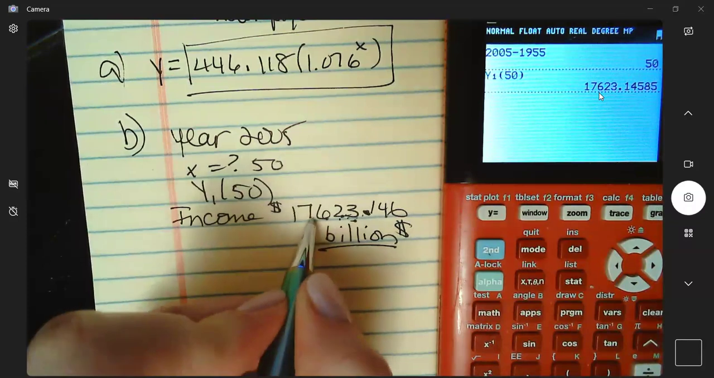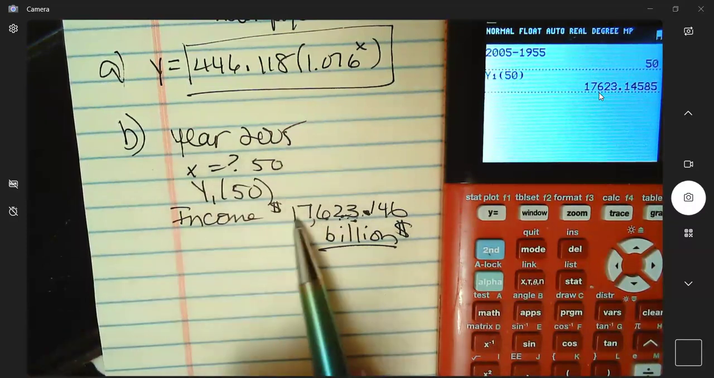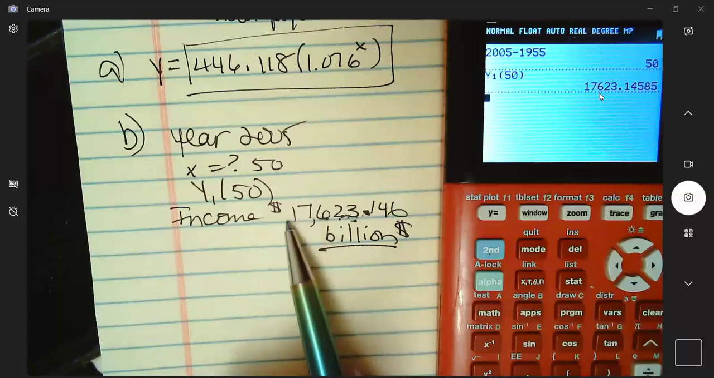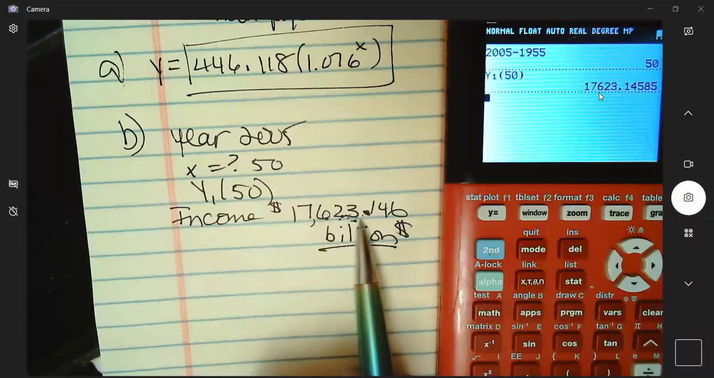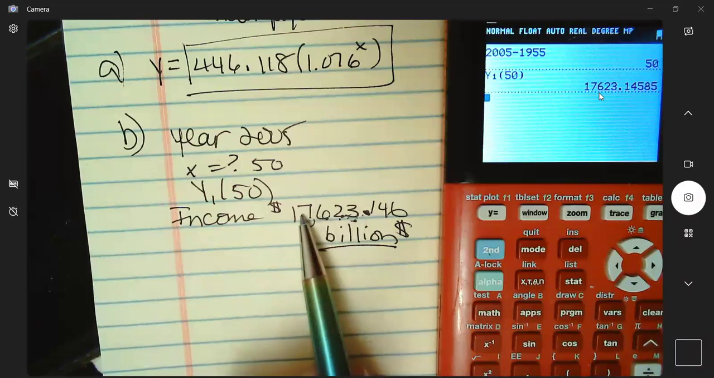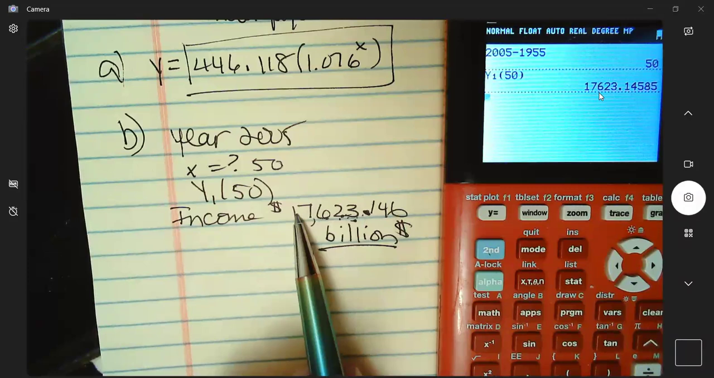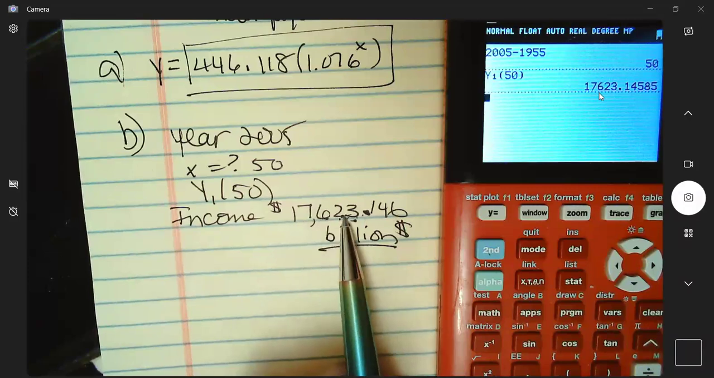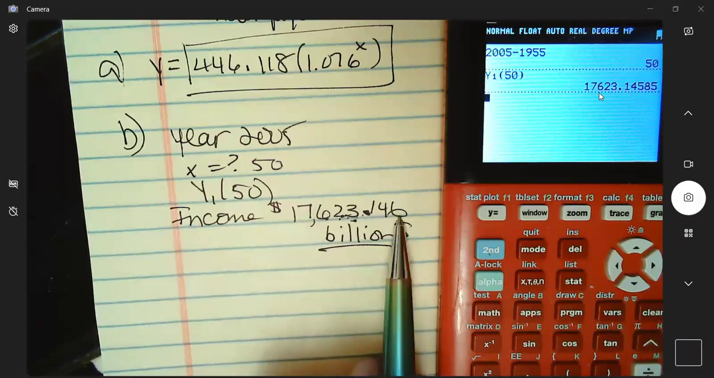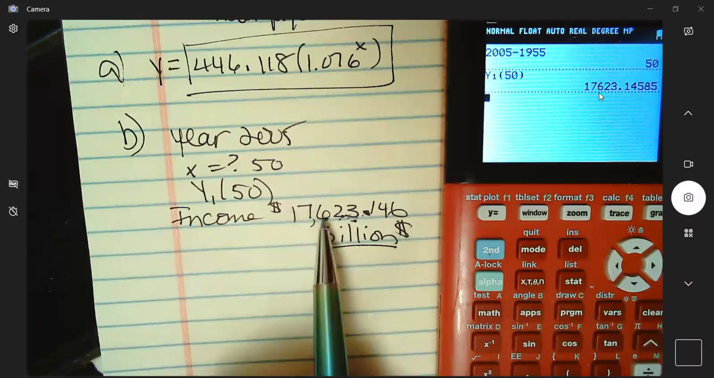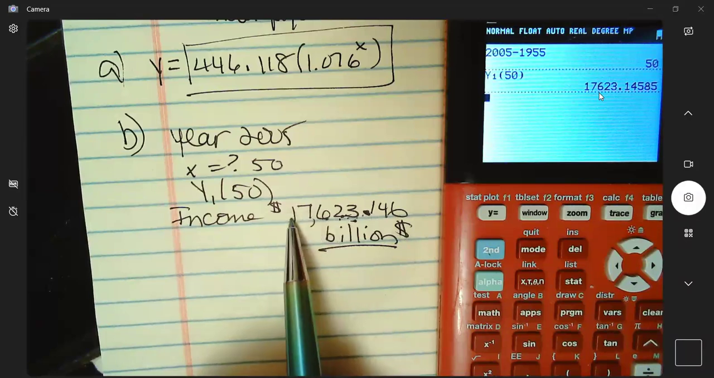When you get up over 1,000, so that you'd have another decimal place, this area here is actually the trillion dollars. So we can call it 17,623 billion. But if I was going to read this number like a standard form number, I would say 17 trillion, 623 billion, 146 million, and just keep going that way. So once you get over 1,000 billion, you're in the trillions area.